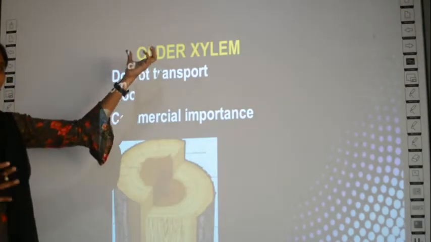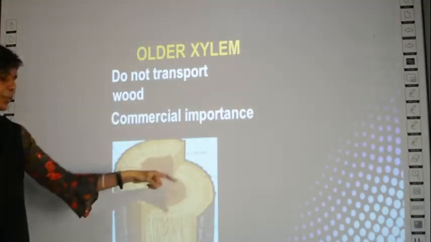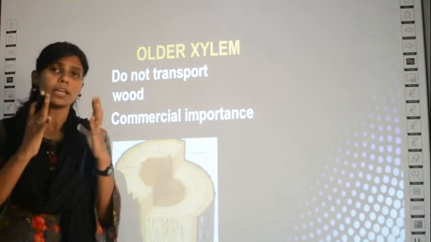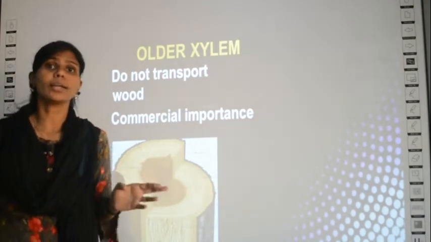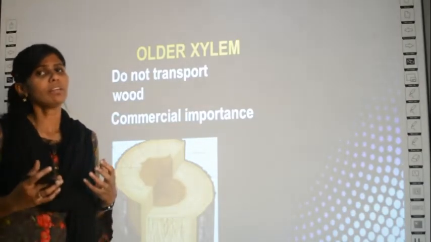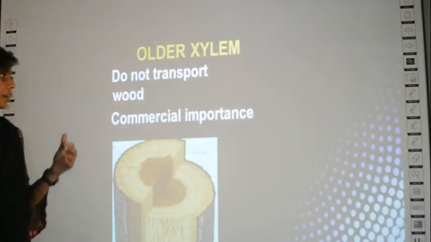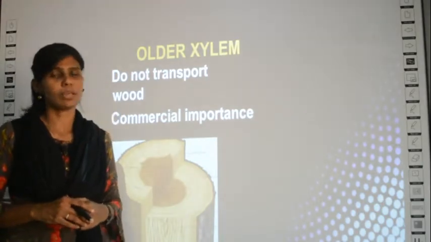And what will happen if xylem becomes older? Older xylem is called the wood. You know, the wood of the plant is nothing but the older xylem. If xylem becomes very old, it cannot conduct water. The function of xylem is to conduct water, no? Whenever xylem becomes old, it will not conduct water, so it cannot transport water. This also you have to keep in mind.